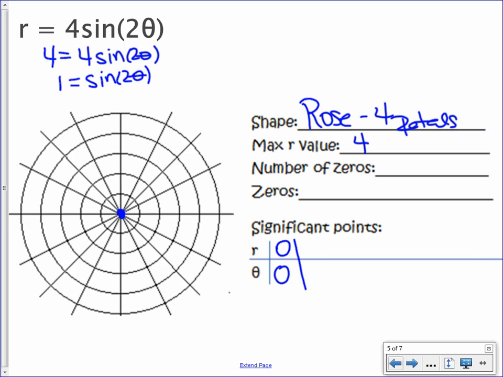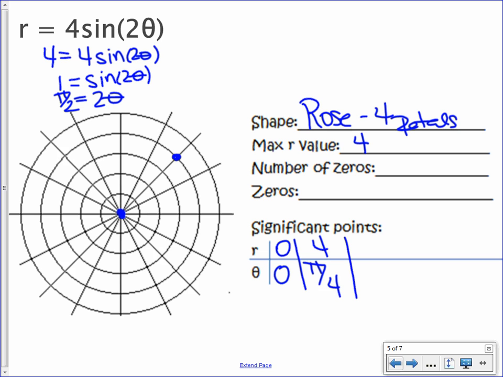So, I divided by the 4. When is the sine equal to 1? Well, when is the first time sine is 1? Okay, so that means this 2 theta needs to be pi over 2, which means our first petal is where? Our first petal is going to be at pi over 4. Okay? That's the hard part. We have our first petal.